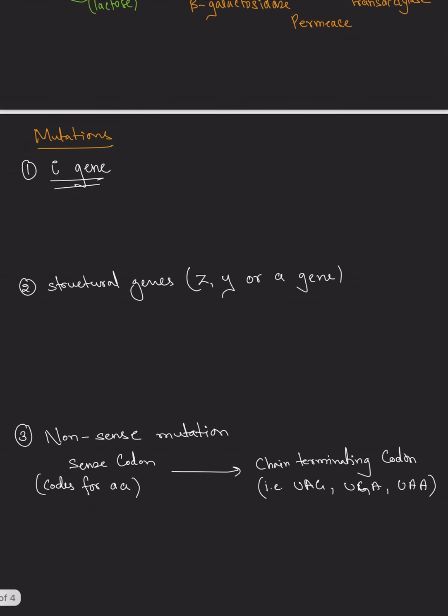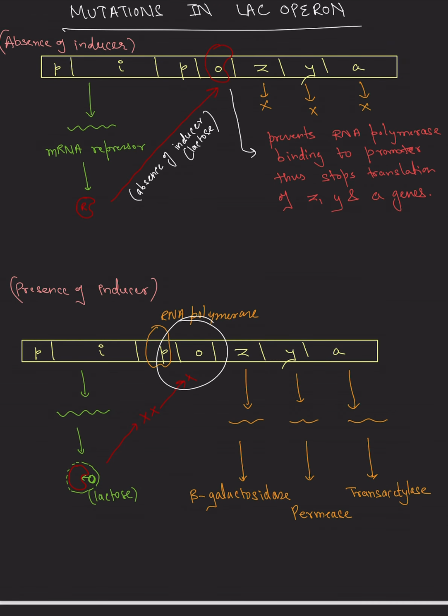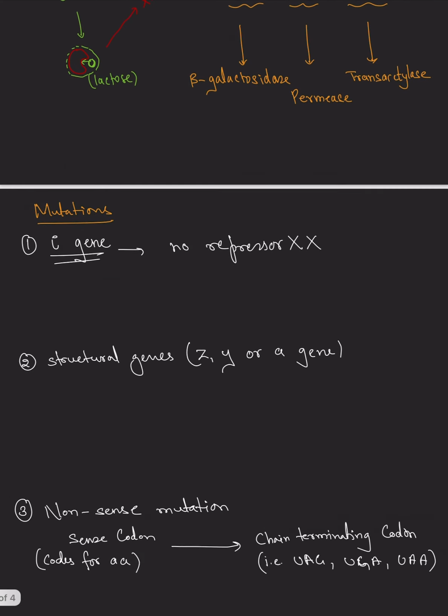So if there is mutation in the I gene, no repressor is going to form, and if there is no repressor, it will not be able to bind, of course, to the operator region. And if it is not going to bind to the operator region, then normally the transcription and translation of the structural genes takes place. So if there is no repressor, it leads to translation of all the structural genes, Z, Y and A genes, easily.